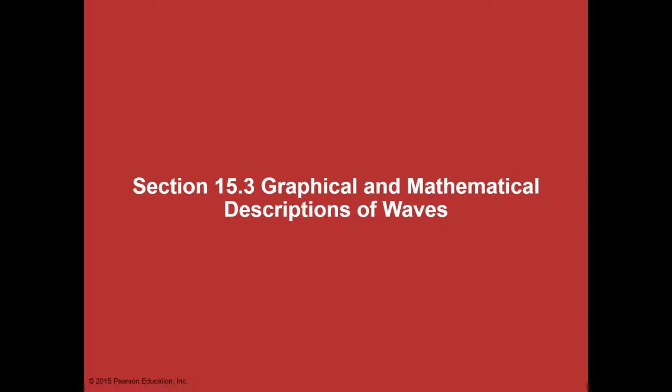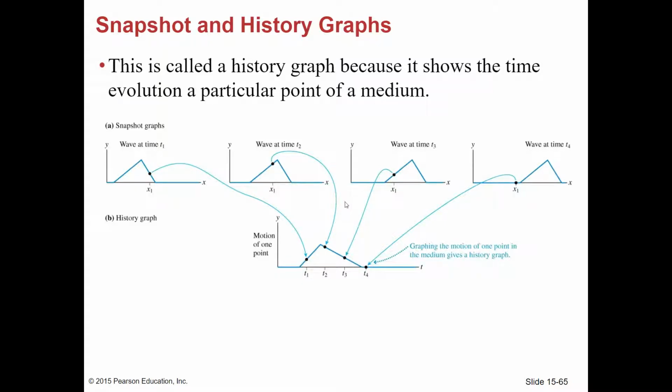Okay, let's do the next one. 65. Oh, okay. So this is remembering the difference between snapshot and history graphs. So remember a snapshot graph like these? We're taking a picture of what the wave literally looks like at a certain amount of time. So at T1, let's just say at 1 second, this is literally what the wave looks like. At T2, this is what the wave looks like. At T3, this is what it looks like, and at T4, this is what it looks like. If you were taking a video, this would be frame 1, frame 2, frame 3, frame 4. A history graph is saying, let's pick a single point, in this case x1, an arbitrary point.